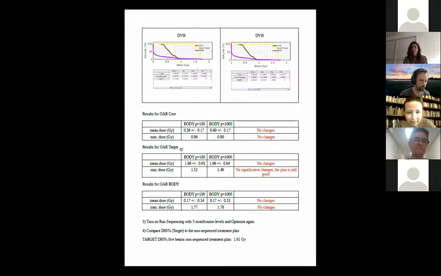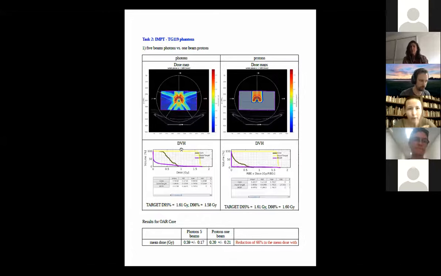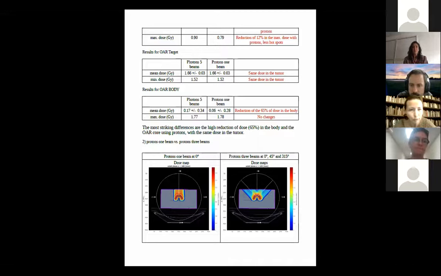In the second task, we used proton therapy and compared it with photons. I used the same tools that you taught us in the first task for comparing the two plans. It was amazing to see that with only one beam we reached very good results. We have a reduction in the mean dose and the maximum dose in the organs at risk, and we get the same dose in the target, in the tumor.